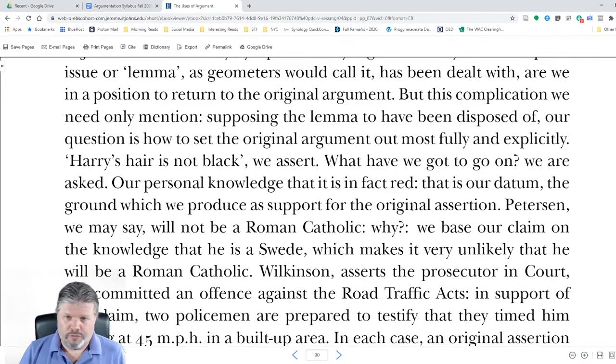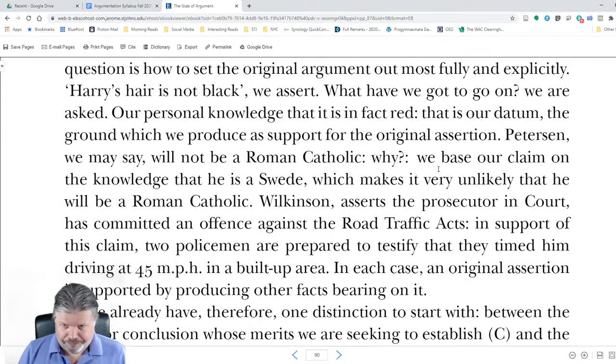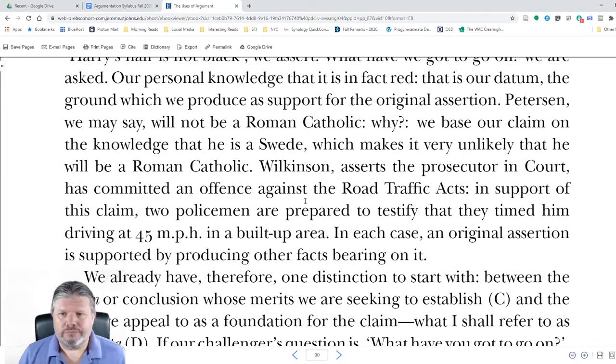Peterson, we may say, will not be a Roman Catholic. Why? We base our claim on the knowledge that he is a Swede, which makes it very unlikely that he will be a Roman Catholic. Wilkinson, asserts the prosecutor in court, has committed an offense against the Road Traffic Acts. In support of this claim, two policemen are prepared to testify that they timed him driving at 45 miles an hour in a built-up area. In each case, an original assertion is supported by the facts bearing on it.